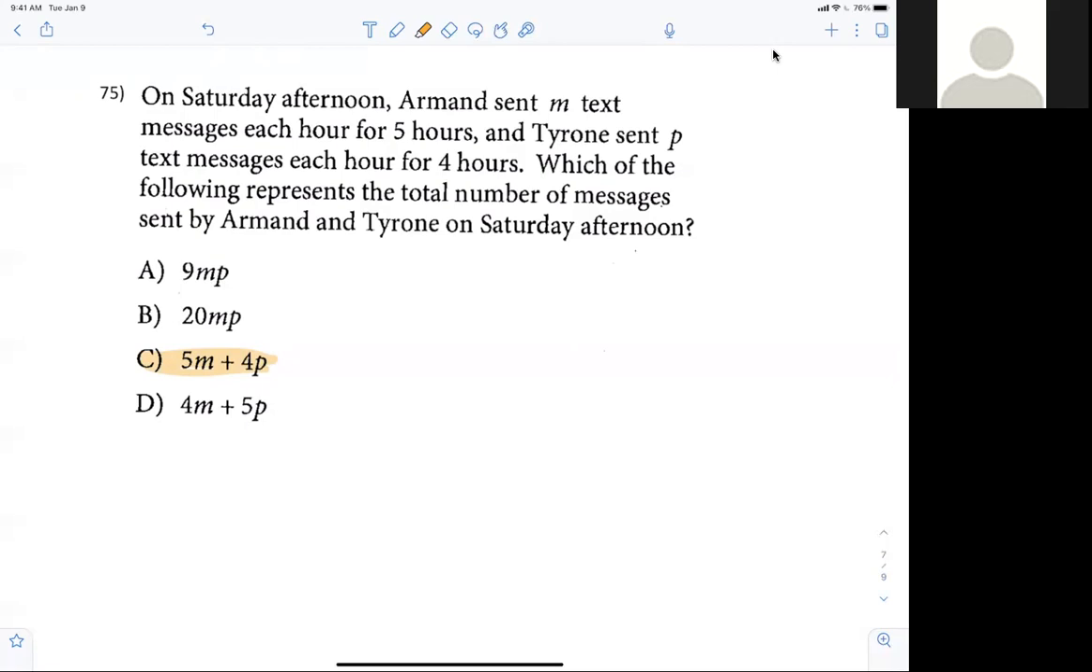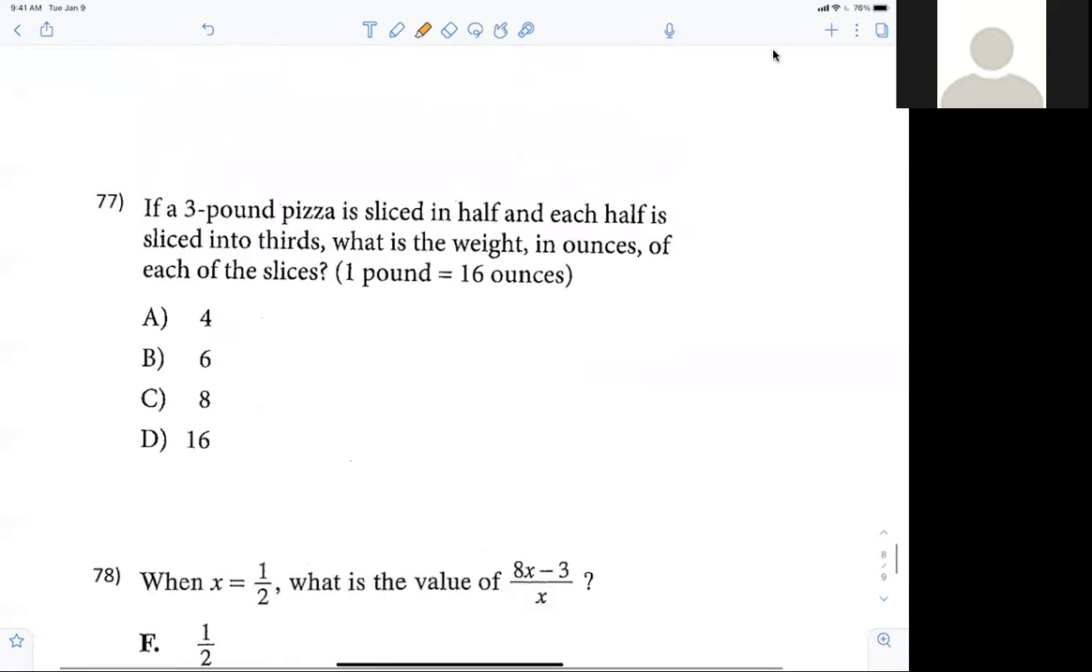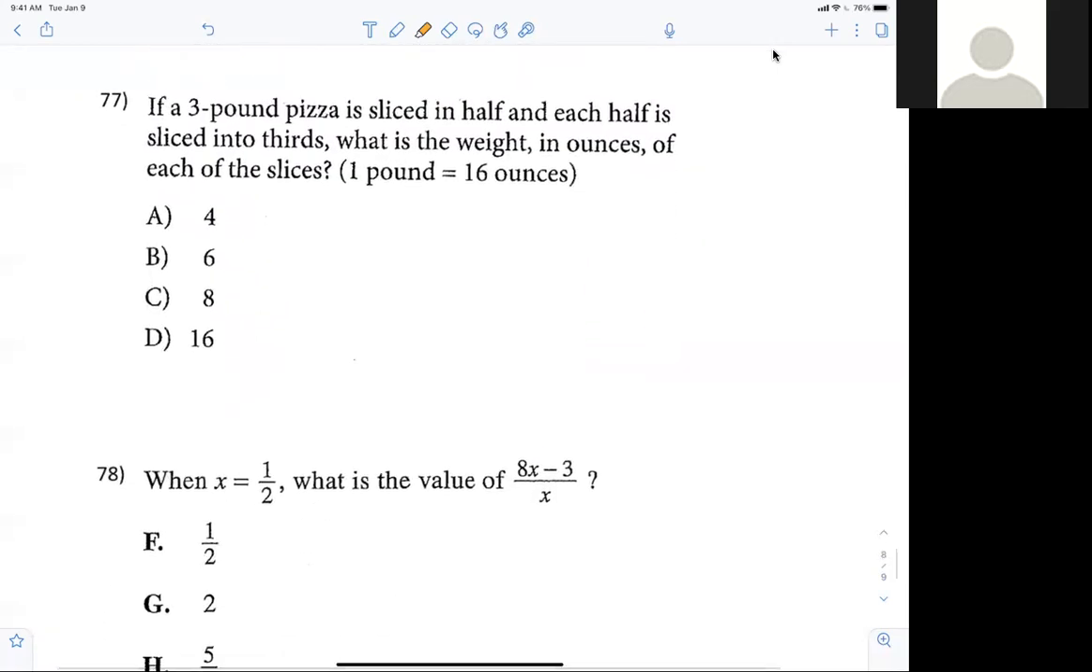All right. So Cole, back up here. 77. A three pound slice of pizza is sliced in half and each half is sliced in thirds. What is the weight in ounces of each slice?